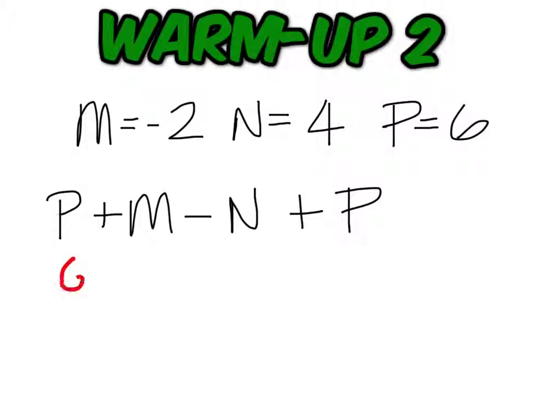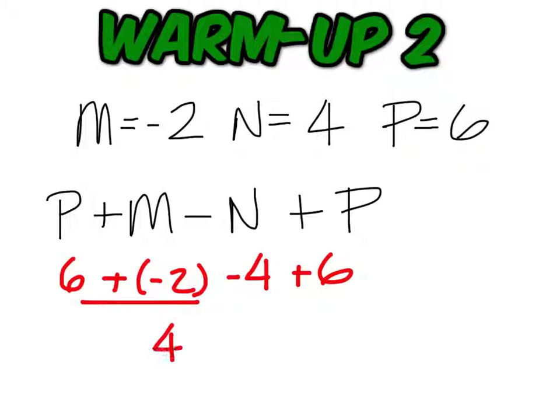This one is 6 plus a negative 2 minus 4 plus 6. So this part gives you a 4. When you subtract 4, you get 0. So you're left with 6.